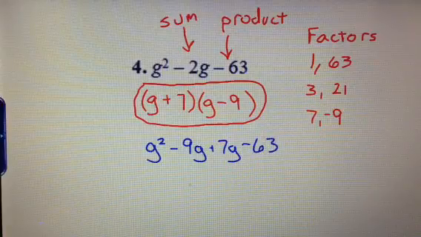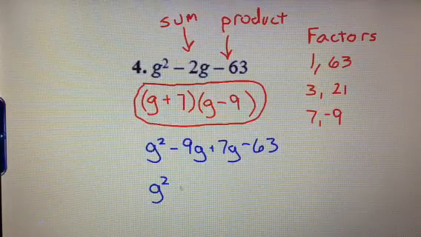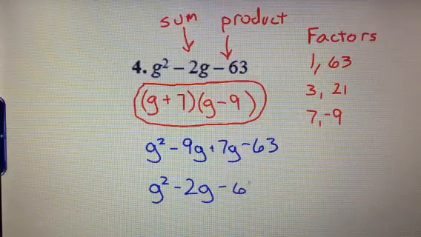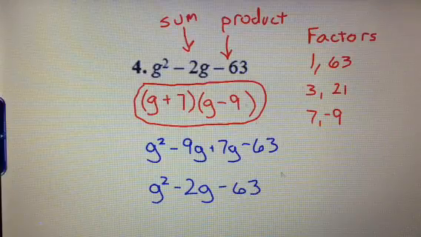We'll combine our like terms. Negative 9G plus 7G is negative 2G. And so if you look back up to the beginning, we do have exactly the same thing, so it does check.